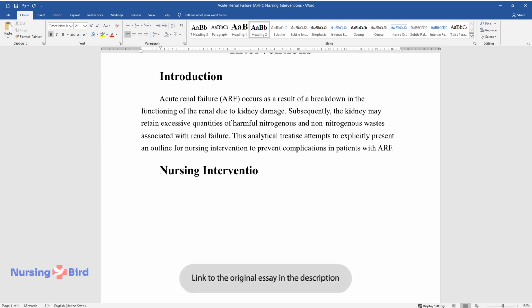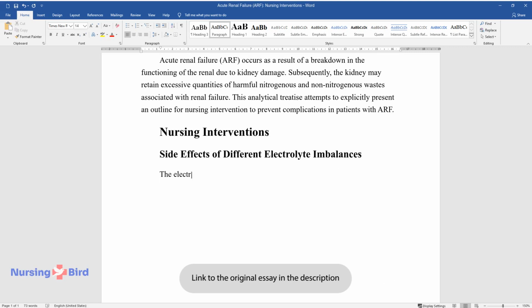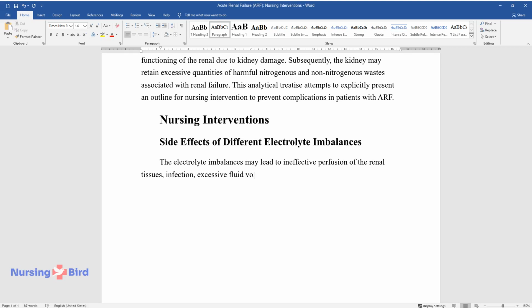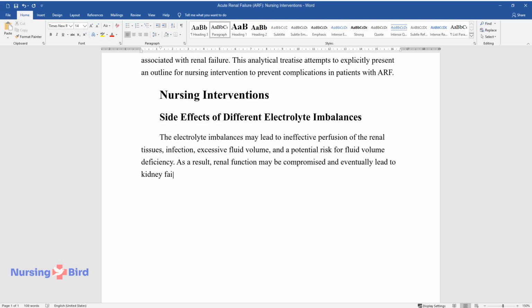Nursing interventions. Side effects of different electrolyte imbalances. The electrolyte imbalances may lead to ineffective perfusion of the renal tissues, infection, excessive fluid volume, and a potential risk for fluid volume deficiency. As a result, renal function may be compromised and eventually lead to kidney failure.